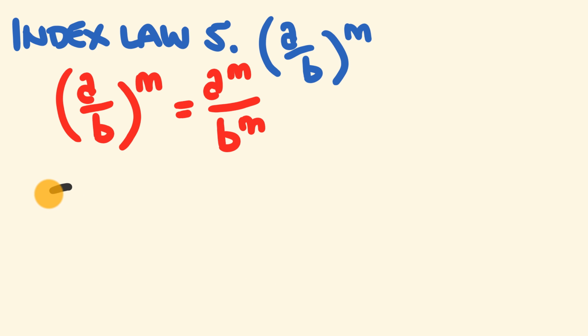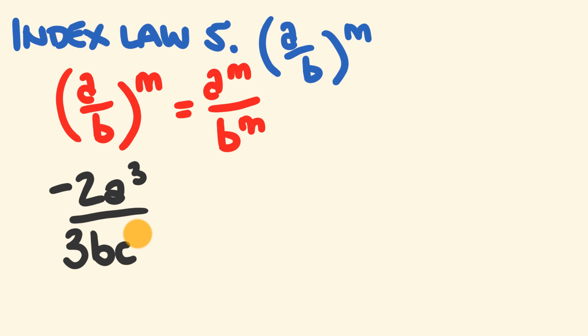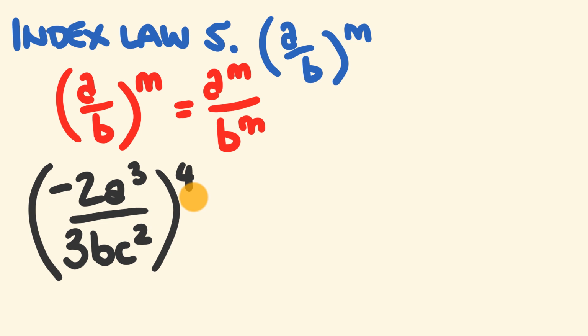So what about we try negative 2a, and that's going to be to the power of 3, and that can go over the top of 3bc to the power of 2. That whole lot there can be raised to the power of 4. So we're going to start solving this using index law 5, and then we're going to use some other index laws to finish it off.